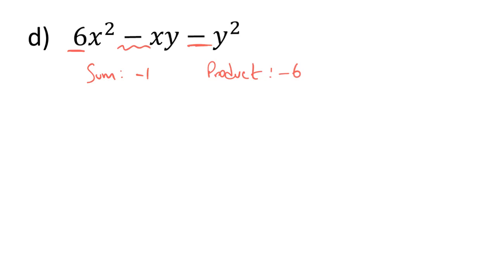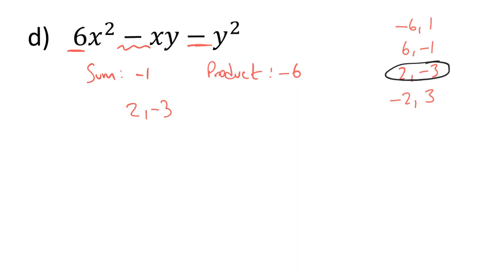So if we look at the pairs that multiply together to give minus 6 and add together to give minus 1, we've got minus 6 and 1, or 6 and minus 1, 2 and minus 3, or minus 2 and 3. So to get a sum of negative 1 and a product of negative 6, we're going to use 2 and negative 3. So 2 take away 3 is minus 1, and 2 multiplied by minus 3 is minus 6.